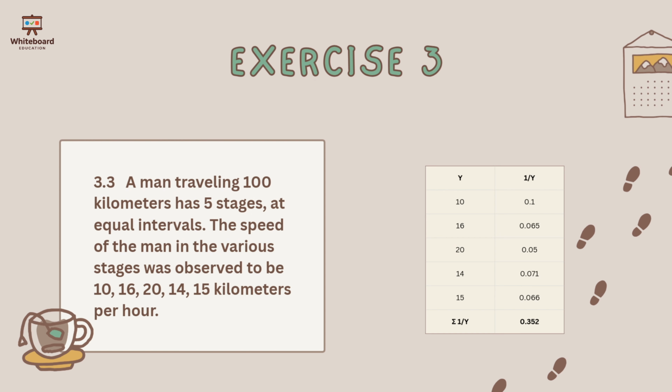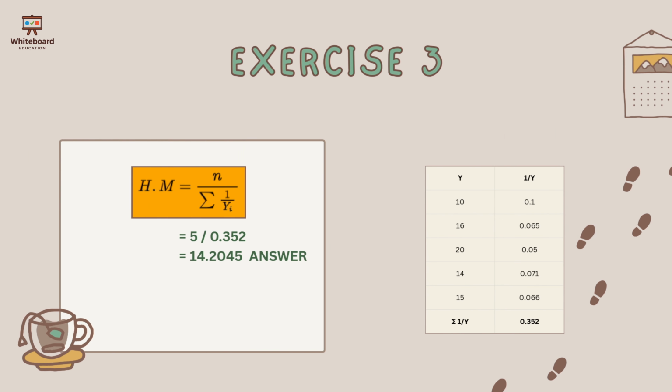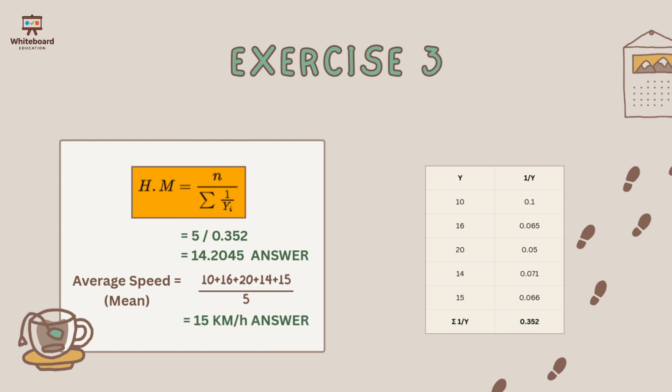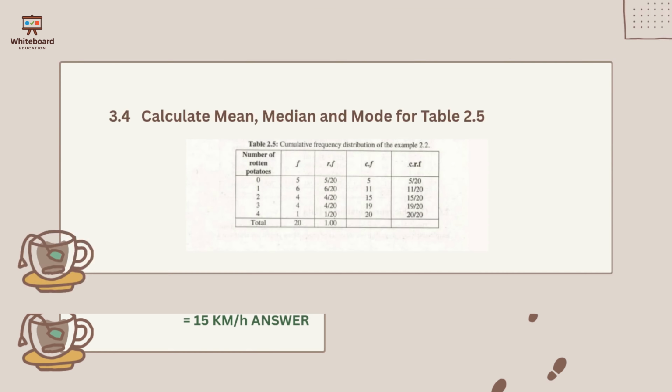You might ask why harmonic mean? HM is used to calculate average speed, specifically when a journey is divided into equal distance intervals. Then, we add all the 1 over y's. Use the harmonic mean formula, put in all the values as 5 over 0.352 and thus we get the answer 14.2045. You can also use the arithmetic mean to find the estimate average speed of the man, which is 15 km.